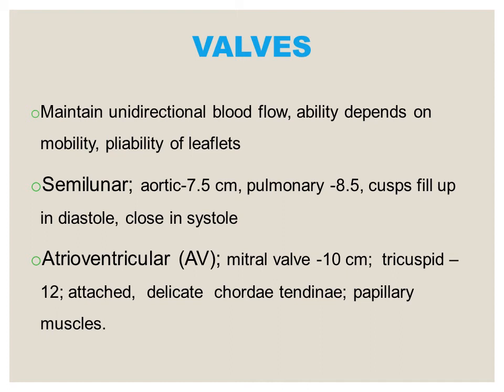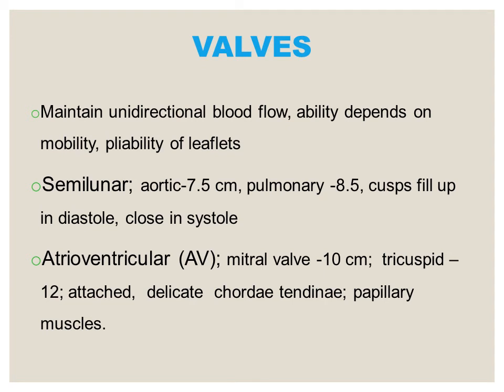And then the atrioventricular valves, as the name indicates, are present between the atria and the ventricles. The mitral valve is present between the left atrium and the left ventricle, and the tricuspid valve has three cusps, and it is present between the right atrium and the right ventricle. These valves have delicate chordae tendineae and the attached papillary muscles. So whenever there is dysfunction of any component of the atrioventricular valves, whether the leaflets, the chordae tendineae, or the papillary muscles, it may lead to heart disease.